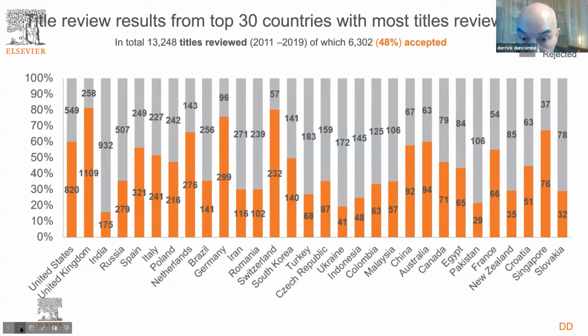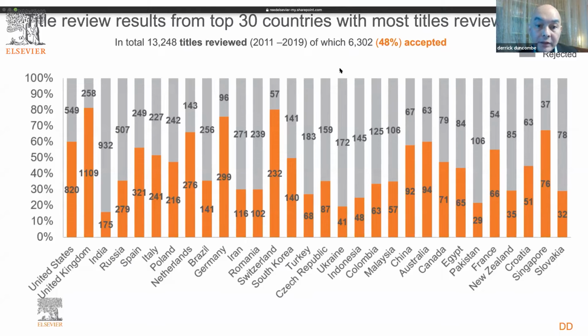Now, let's look at Egypt. Egypt, at this point in time, has about 43.6% acceptance rate, which is not too bad. Why do I say not too bad? Because the world average is about 48% acceptance. So if you think about it, we're not too far off.